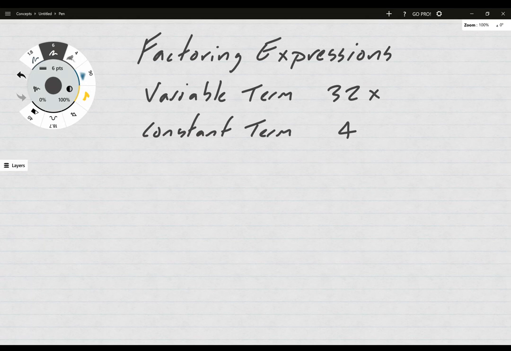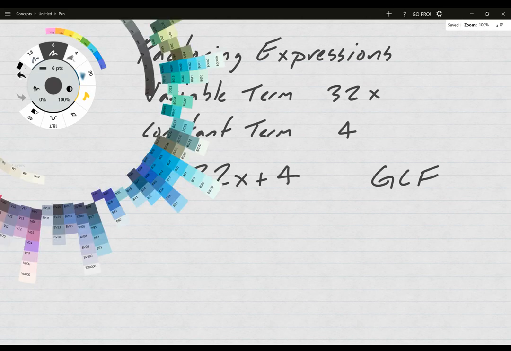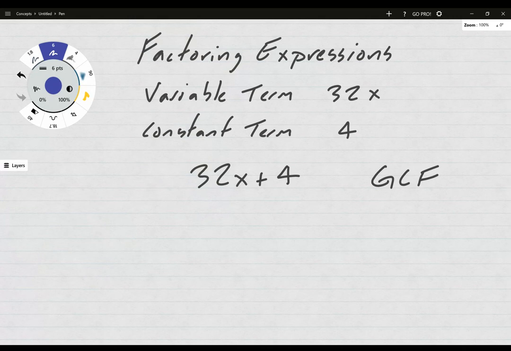So let's use the expression 32x plus 4 for my expression to factor. Now when we're trying to factor expressions, we're going to be trying to identify the greatest common factor of my variable term and constant term. So let's write out the factors of 32x, meaning the numbers that multiply to get 32x.